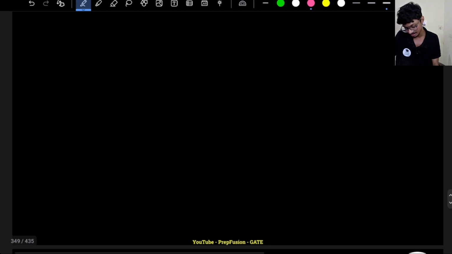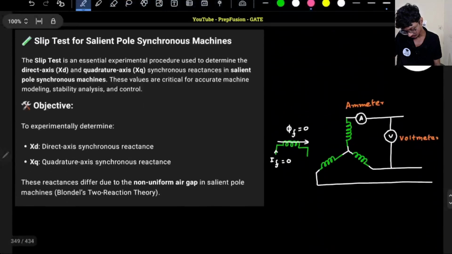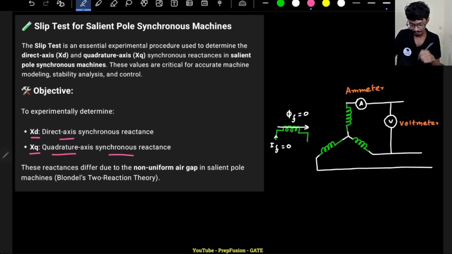Okay, now let's discuss a test known as slip test. Slip test is used to measure the Xd, that is the direct axis synchronous reactance, and the Xq, that is the quadrature axis synchronous reactance. Okay, we want to measure the Xd and Xq. How will you measure the Xd and Xq?